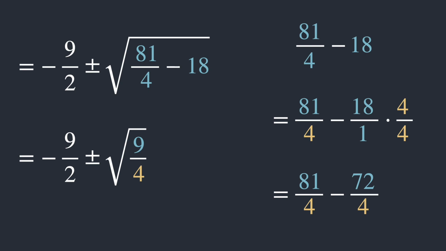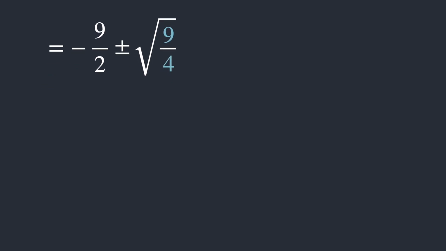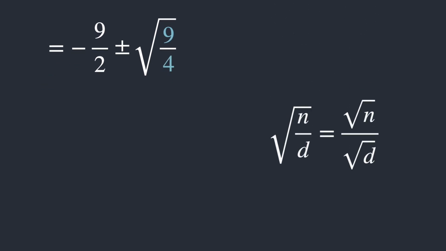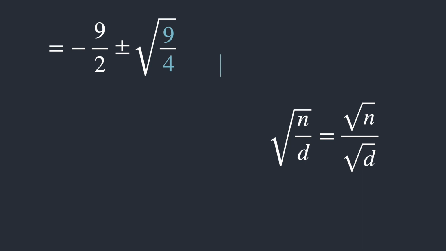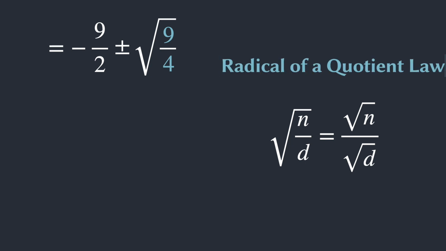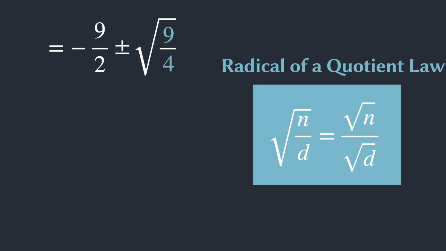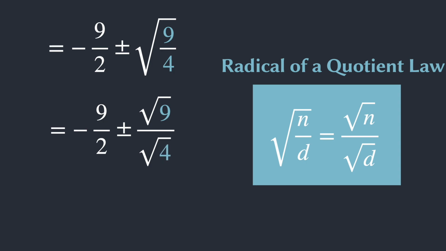To take the principal square root of 9 over 4, we are going to make use of a radical of a quotient law, which says that if I'm taking the principal square root of a quotient, then I can independently take the square root of the numerator and the denominator. And that leaves us with a numerator, which is the principal square root of 9, and the denominator, which is the principal square root of 4. Now, I can evaluate both the numerator and denominator. The principal square root of 9 evaluates to 3, and the principal square root of 4 evaluates to 2.